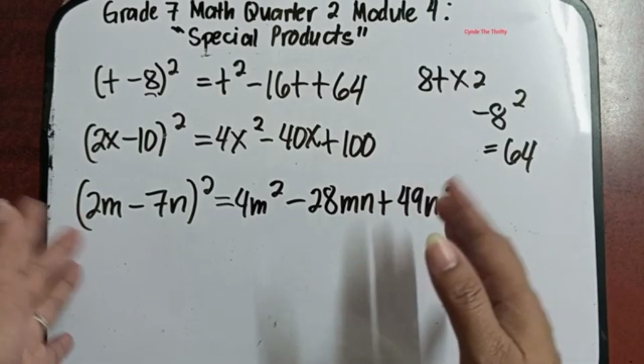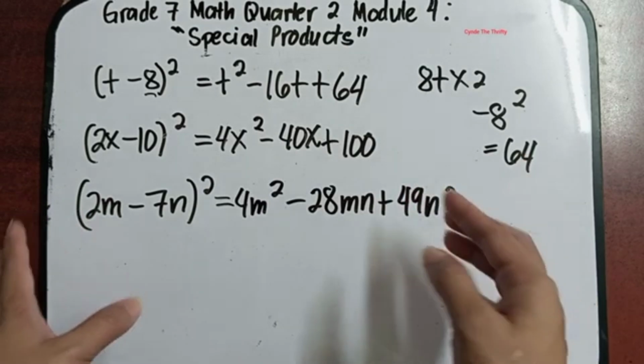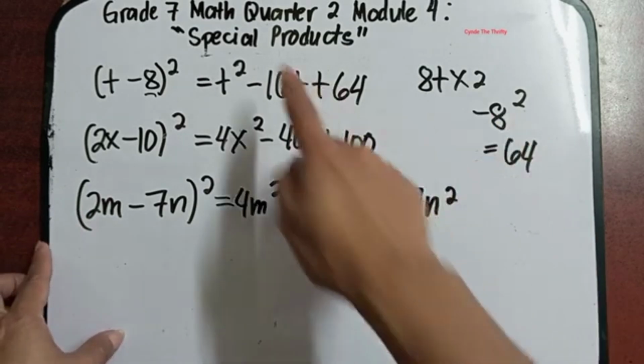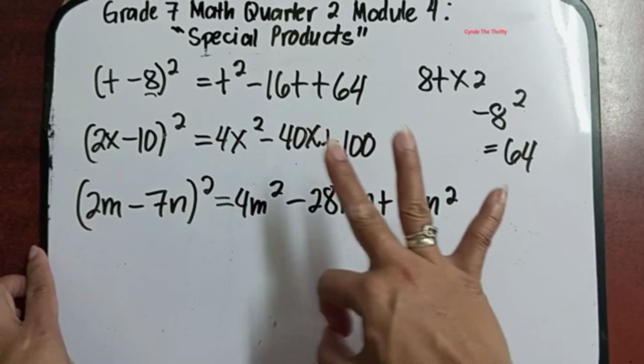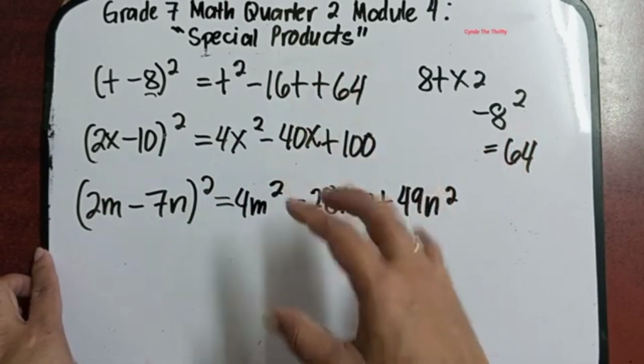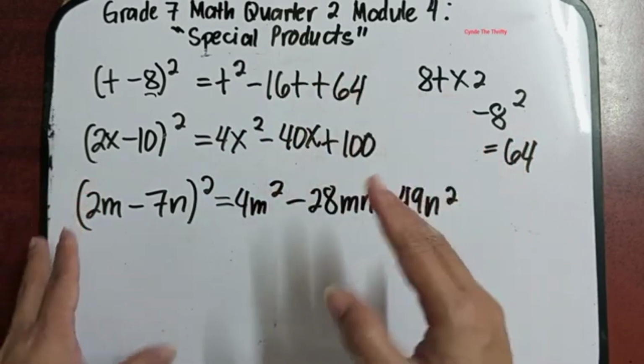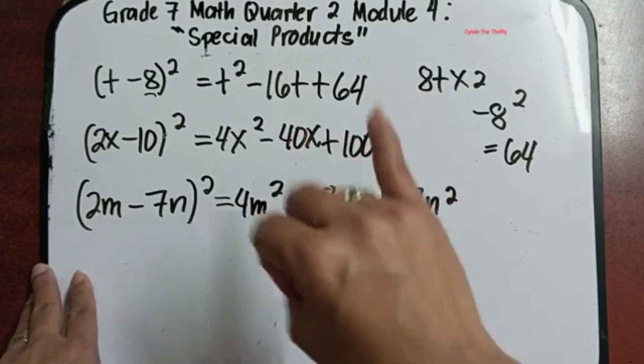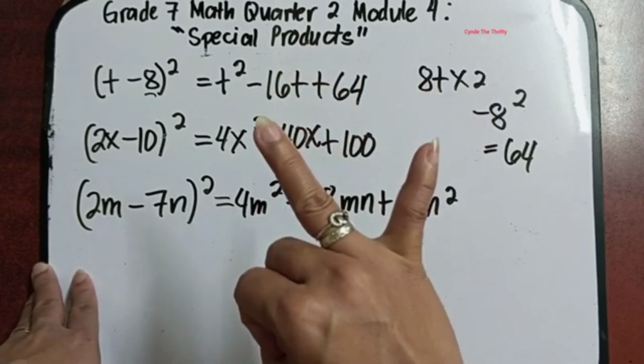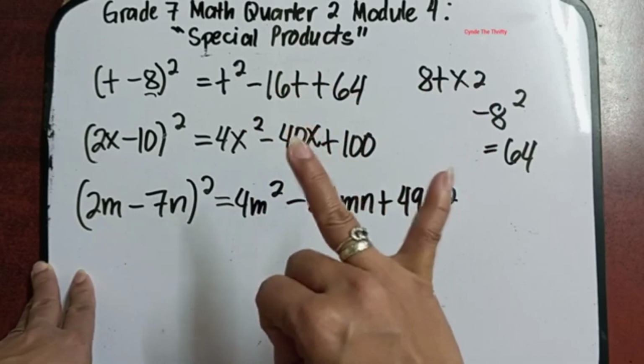O, diba, napakadali lang talaga mag-multiply ng polynomial kapag alam mo yung mga special products. So, natapos na tayo sa tatlo, dalawa na lang yung kulang. So, sa susunod na naman nating lesson, pag-uusapan yung dalawa. Ang dalawa is cube of a binomial at ang isa is product of a binomial and a trinomial.